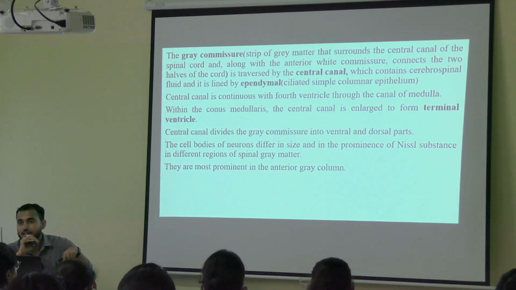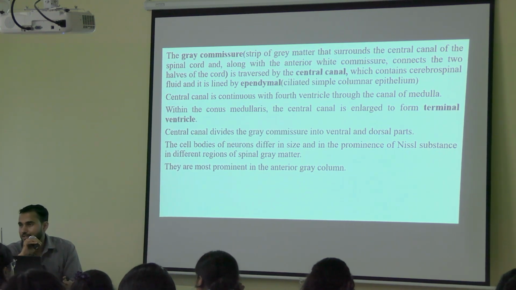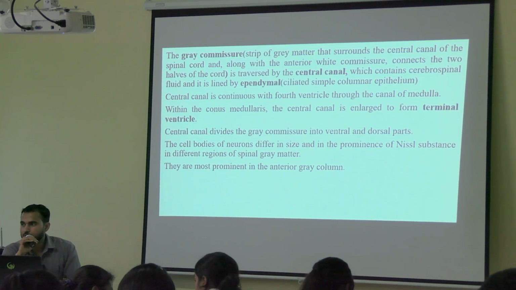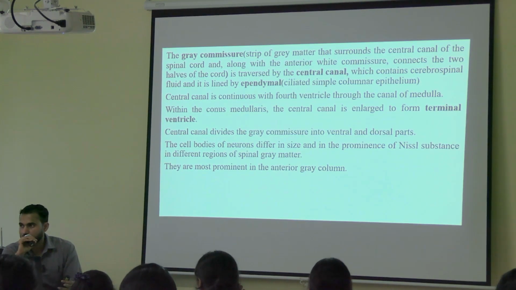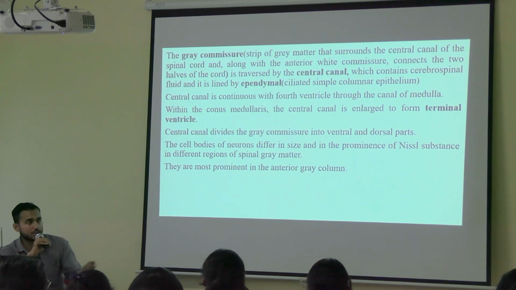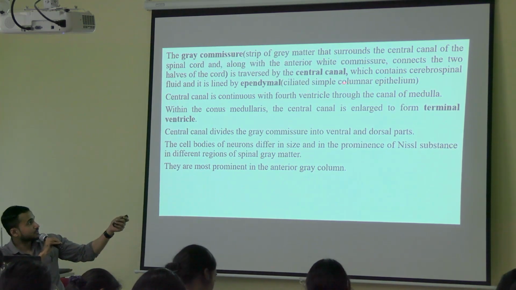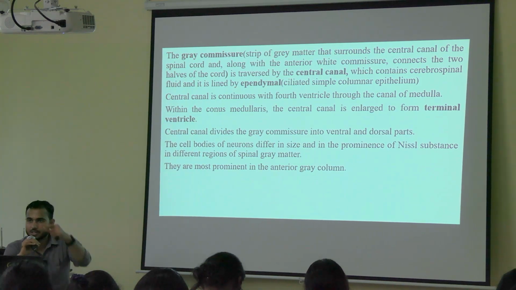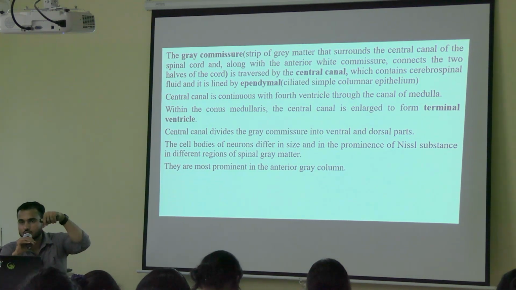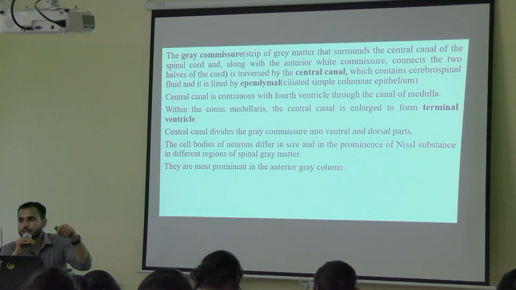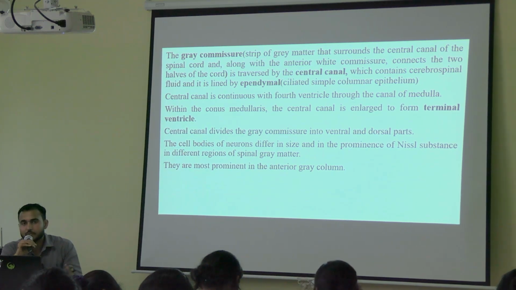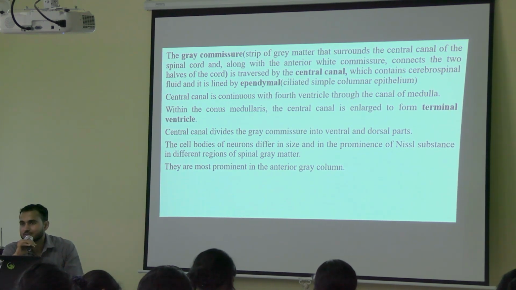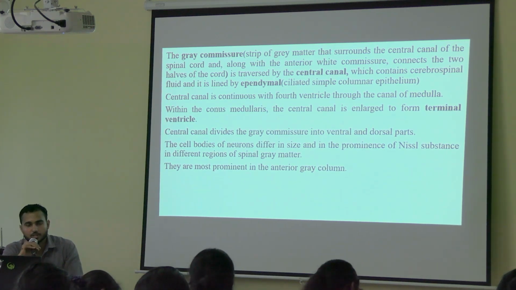Now the central canal is lined by ependymal cells, or you can say ependyma. Have you heard about this ependyma or ependymal cells? I know you studied in physiology. These are nothing but simple columnar, ciliated epithelium. The ependymal cells are inside the central canal. Now ependymal cells are which type of epithelium? Simple columnar epithelium, that is, ciliated simple columnar epithelium.